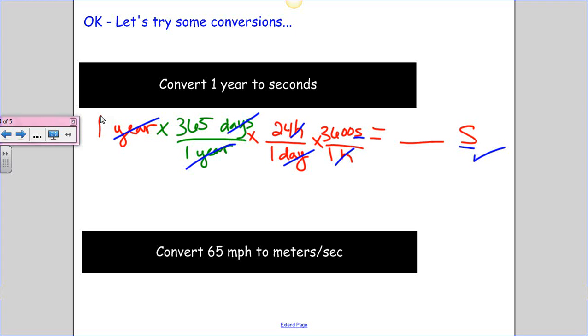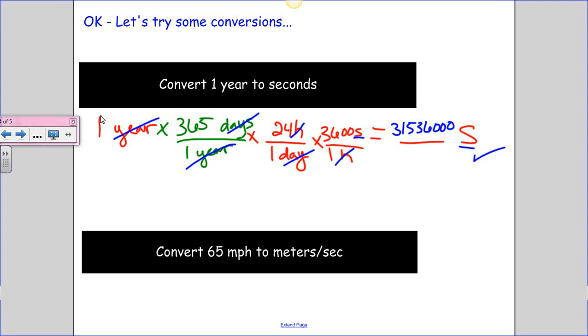So when we plug this into the calculator, remember you can ignore all the ones, so it's 365 times 24 times 3,600. And it turns out there are 31,536,000 seconds. And is this the right number of significant figures? No, not really. We are given the unit of 1 year, so we can go ahead and say that's 1 significant figure. We should probably round to 2 significant figures.